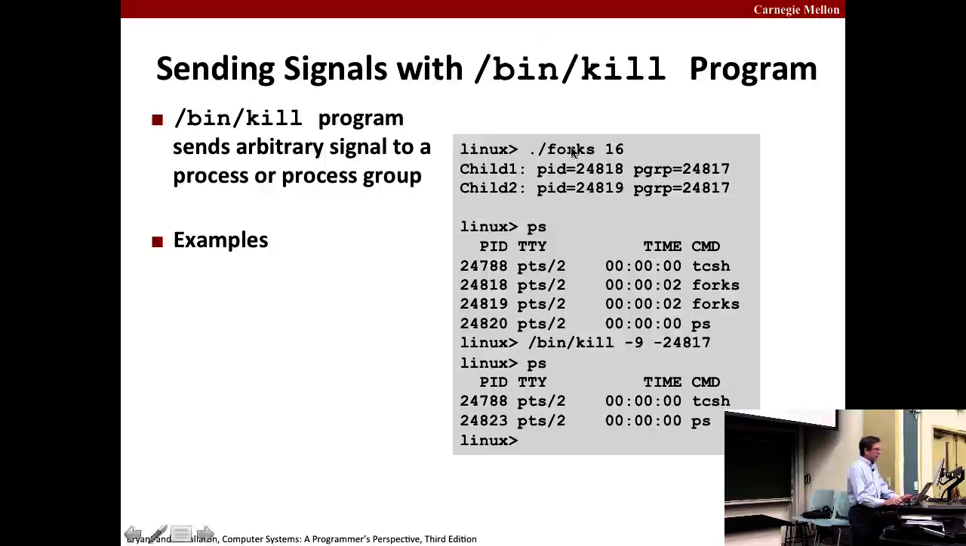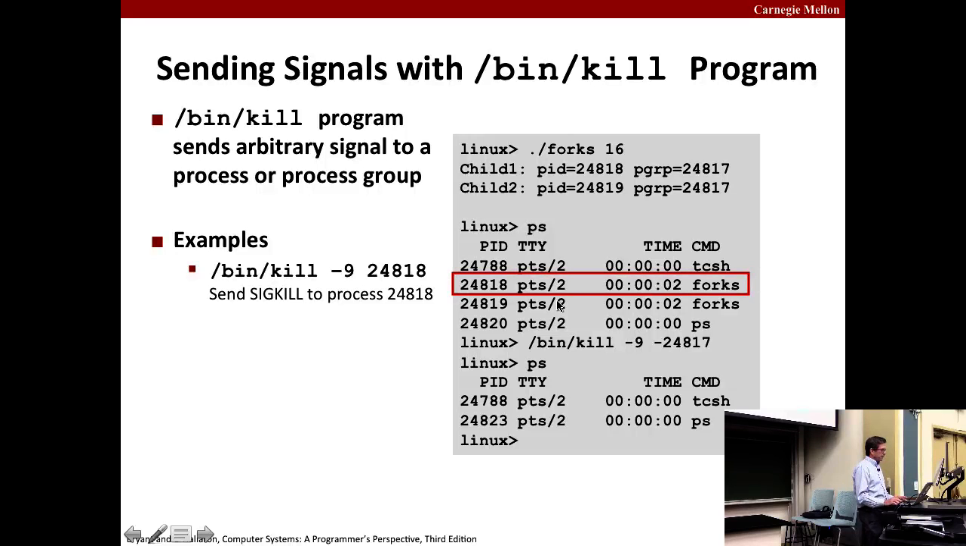This forks program creates two children, each of which has a process group of 24817. Of course, they have different process IDs. If we do a ps, we see these two processes running, and these just go into a loop, so they'll just run continuously.